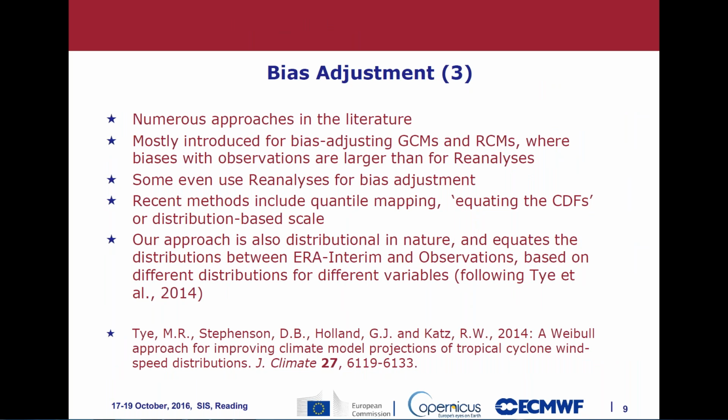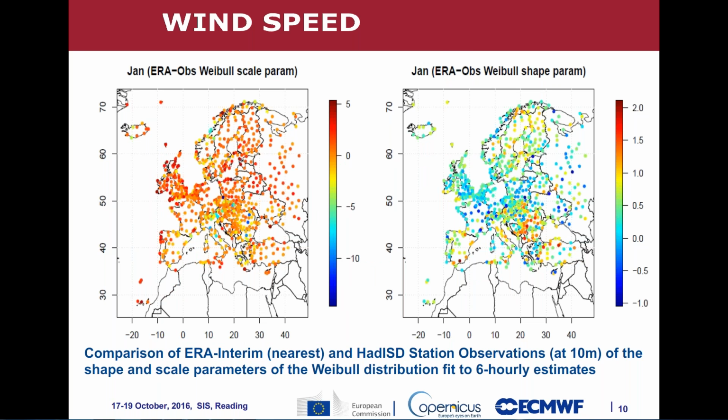Now, the example I'm going to show is for wind speeds, and the Weibull distribution is a common distribution used for wind speeds, and it calculates the distribution of wind speed data in terms of a shape and a scale parameter. So here, we're comparing the value calculated for an ERA-Interim grid box with a nearby station, and on the left you've got how that compares for the scale parameter, and on the right you've got how it compares for the shape parameter. And it's a reasonable comparison.